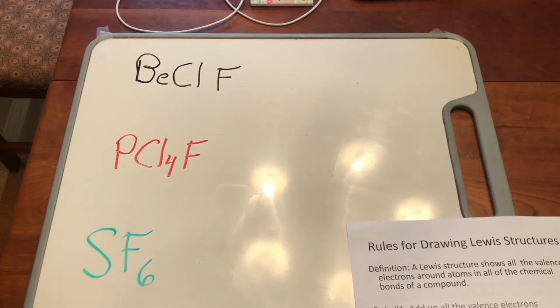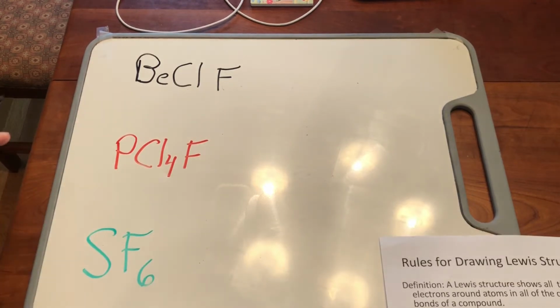Okay, so now we're going to try to show how to do Lewis structures for the Lewis structure exceptions, and then we'll do them also for ionic compounds and also for resonance. So let's take a look first.